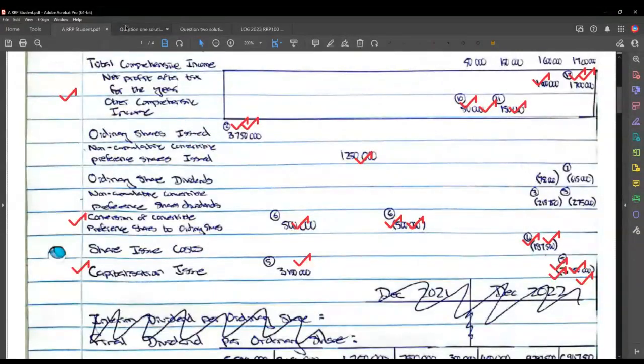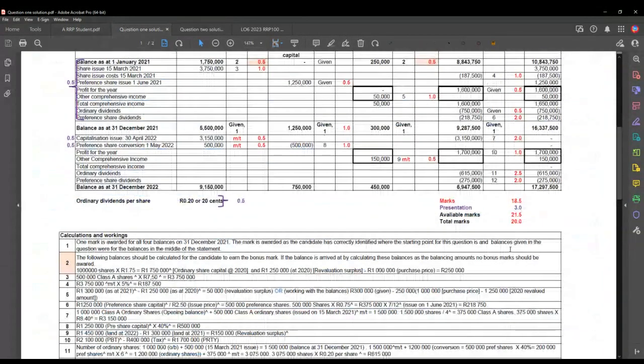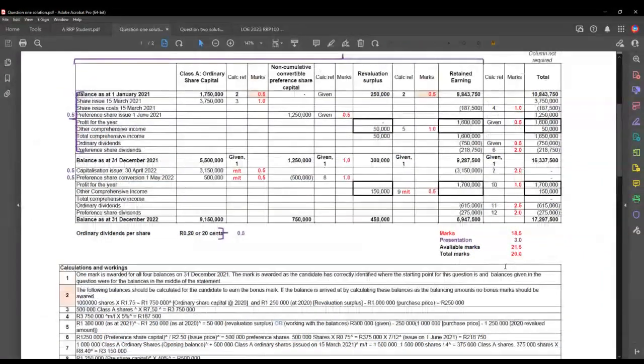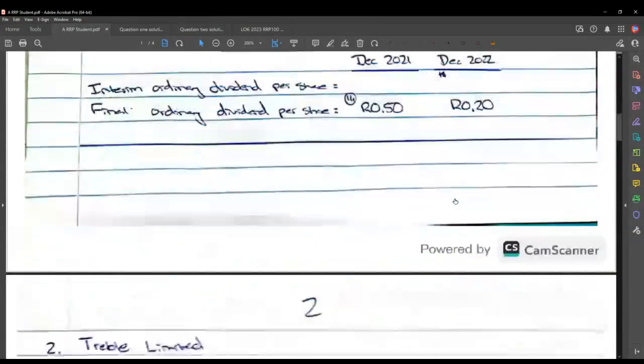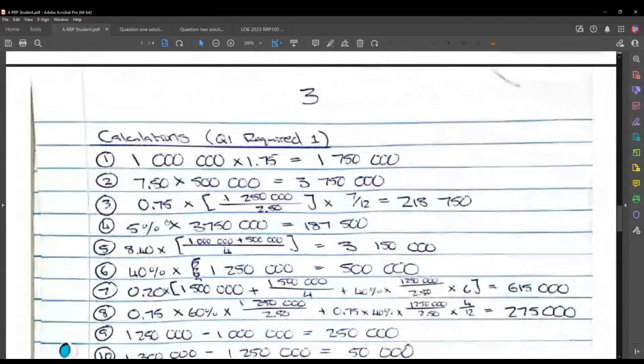Okay, now let's get to the brass tacks. This is the sort of difficult part, and this is the dividends part. So the first dividend I gave you in the question, so I'm only going to give you half a mark for saying that first dividend. The next one, you were supposed to apportion it. Let's have a look at how the apportionment should have worked.